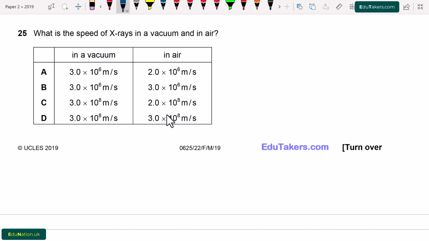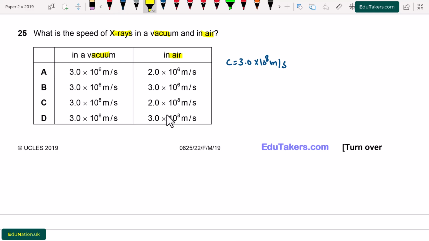Question number 25. What is the speed of the X-rays in the vacuum and in the air? As the X-rays are electromagnetic rays, they move with the speed of light. The speed of light is 3.0 × 10^8 meter per second. So both in air and in vacuum, the speed of X-rays will be equal to the speed of light. Now we see the options.